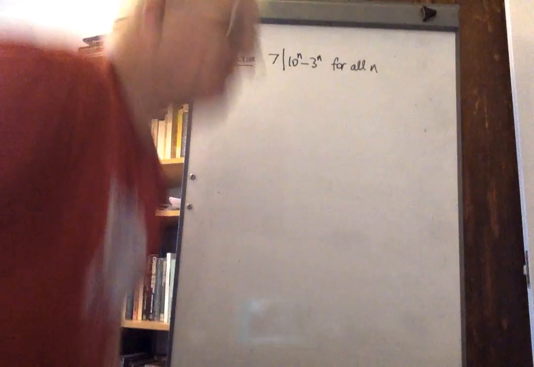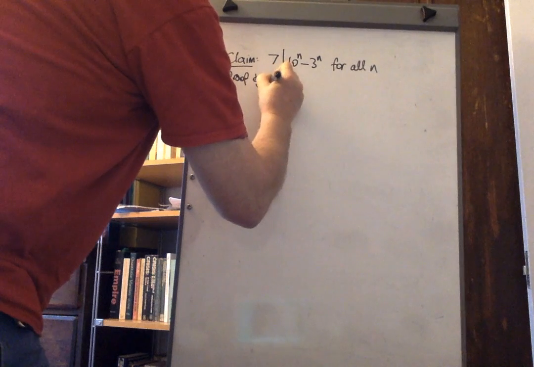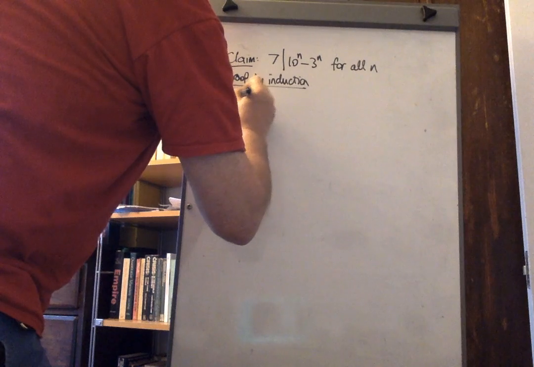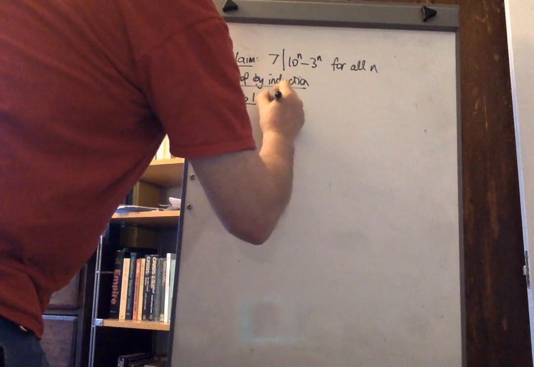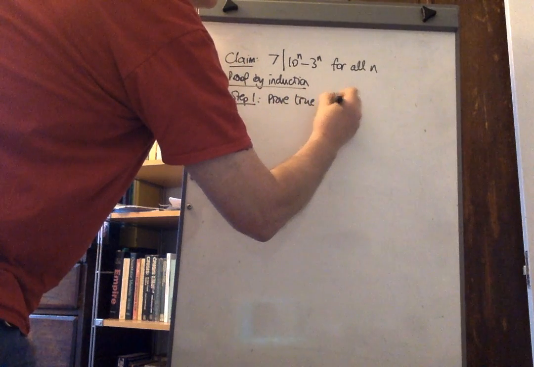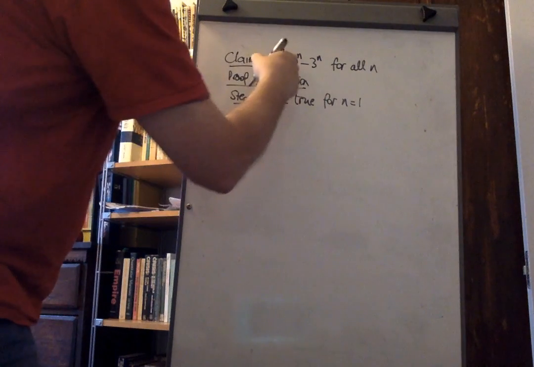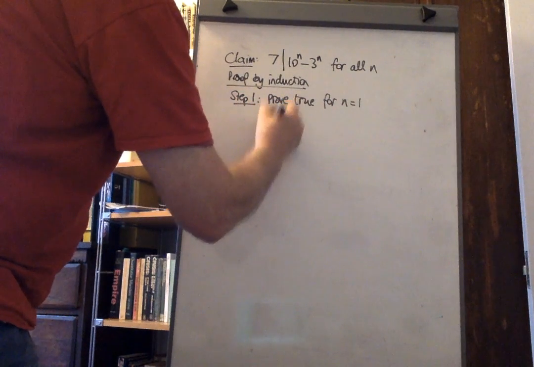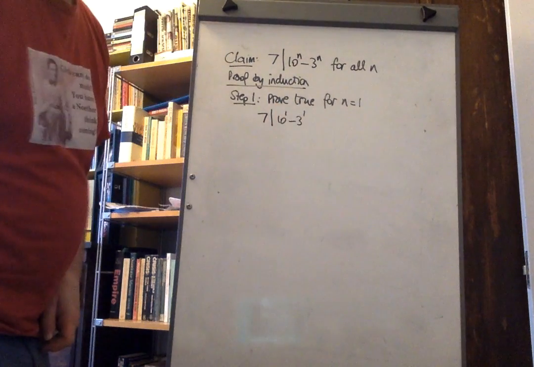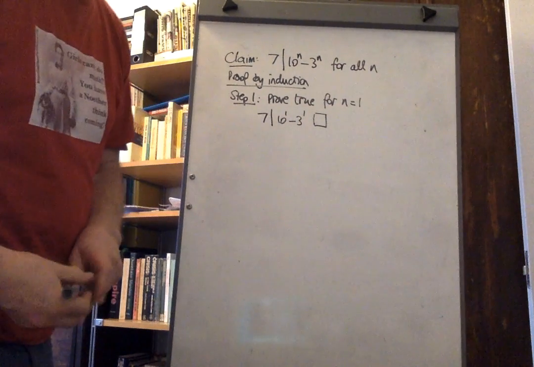Okay, proof by induction. What is step 1? Step 1 is to prove that the claim is true for n equals 1. Okay, n equals 1. Does 7 divide into 10 to the 1 minus 3 to the 1, which is 10 minus 3? Obviously it does. Step 1, all done.